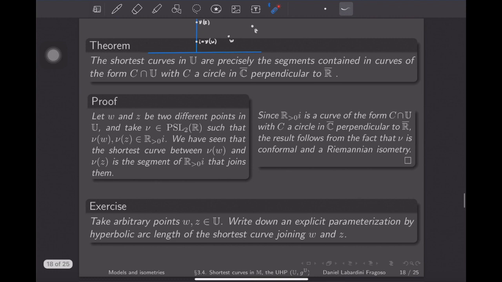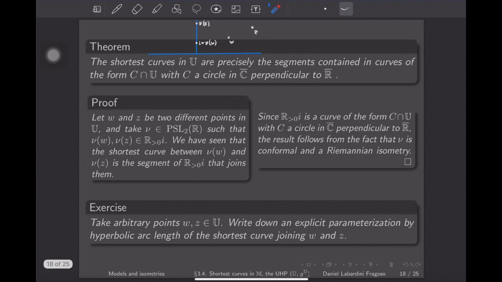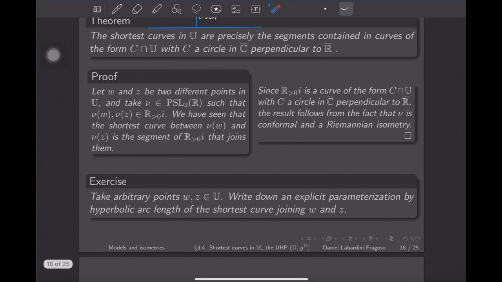And that's it. Those two are easy to parametrize, but the problem is that the obvious parametrizations of a vertical segment and of such a circle, which would be using just the Euclidean cosine and sine, may fail to be parametrizations by hyperbolic arc length. So it's easy to parametrize them, but what is not so easy is to find parametrizations by arc length.